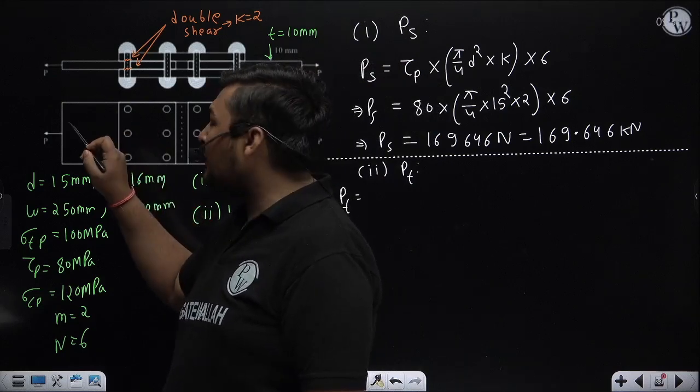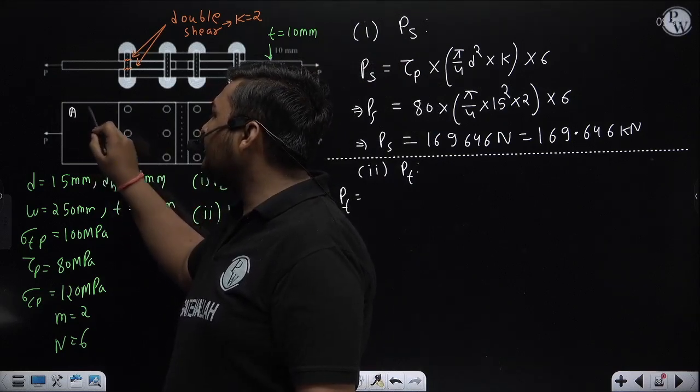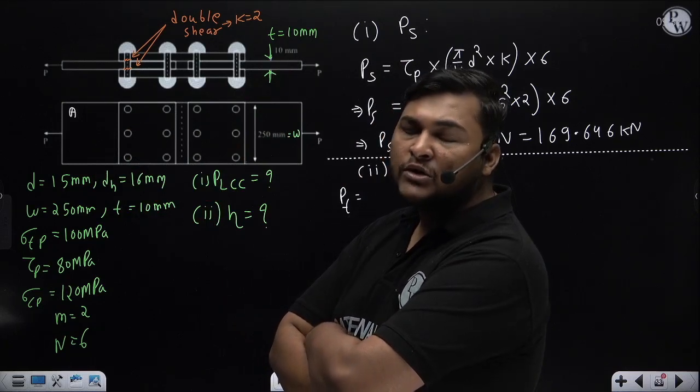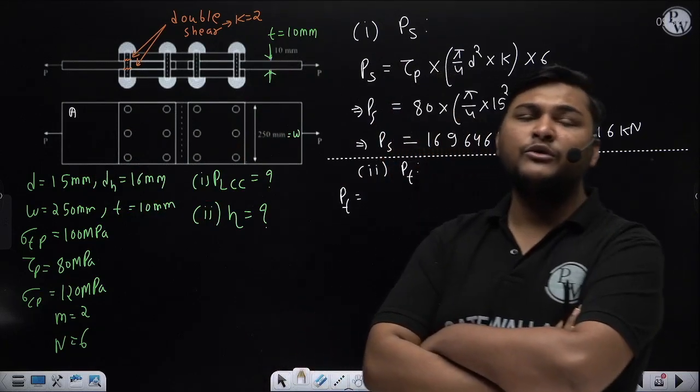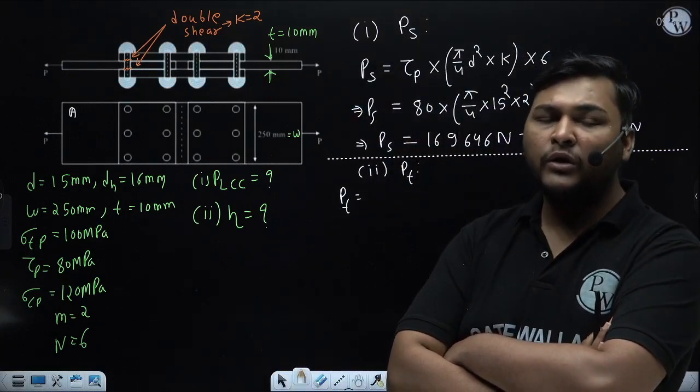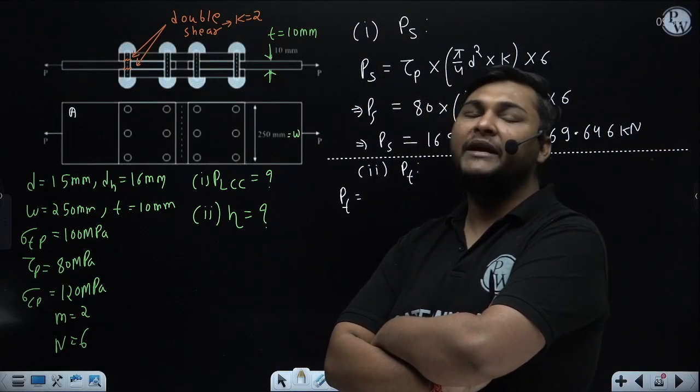First consider tearing failure by taking any plate. Suppose I am talking about tearing of plate A. Why, sir, not plate B? If the width and thickness of both plates are the same, you can consider any plate to find the tearing load carrying capacity of the system. So I am taking plate A.